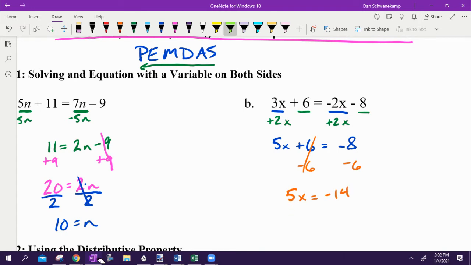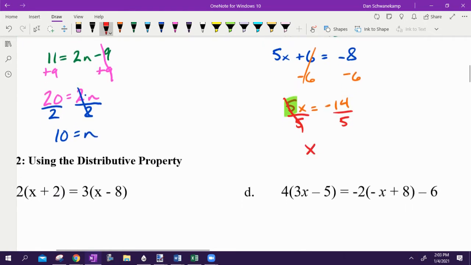Now what do I have to get rid of? Now I have to get rid of the 5. So if it's 5 times x, what's the opposite of multiplying by 5? It's dividing by 5. So I'm going to divide both sides by 5. These two things cancel. x is going to be equal to negative 14 over 5.